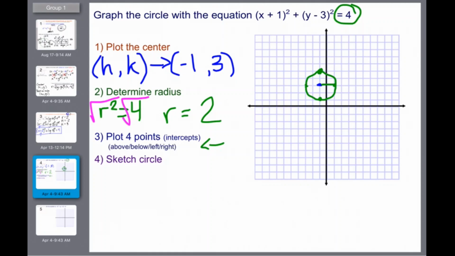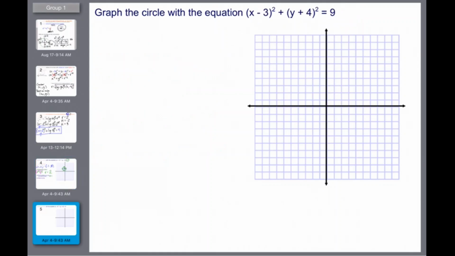All right, this next one I do want you to try on your own, so pause the video and follow our 4 steps from our last problem.